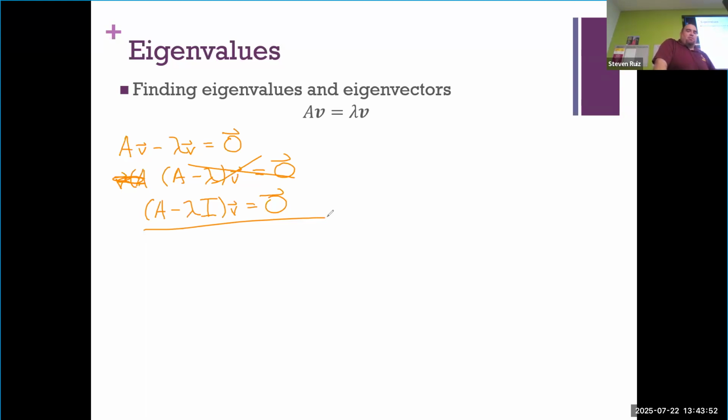So the way this equation is written, what kind of vectors work? Give me one vector that V could be to make this thing true. The zero vector, that will always work. If I take the zero vector and multiply it by any matrix, I will get zero. But I'm not really interested in those. I'm interested in the vectors that are not the zero vector that still make this product zero.